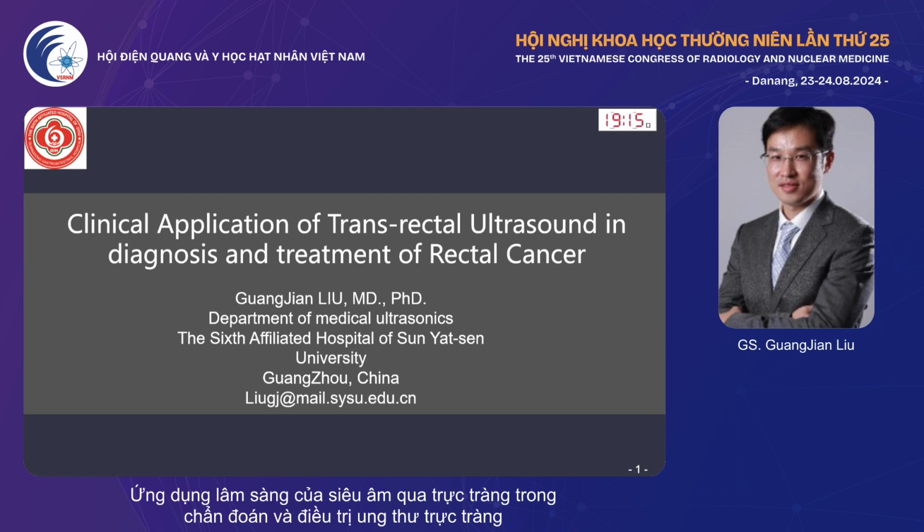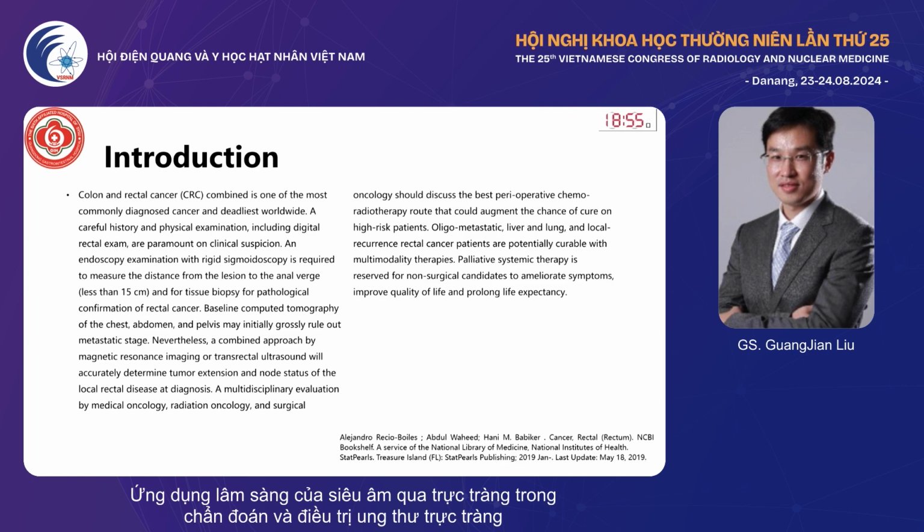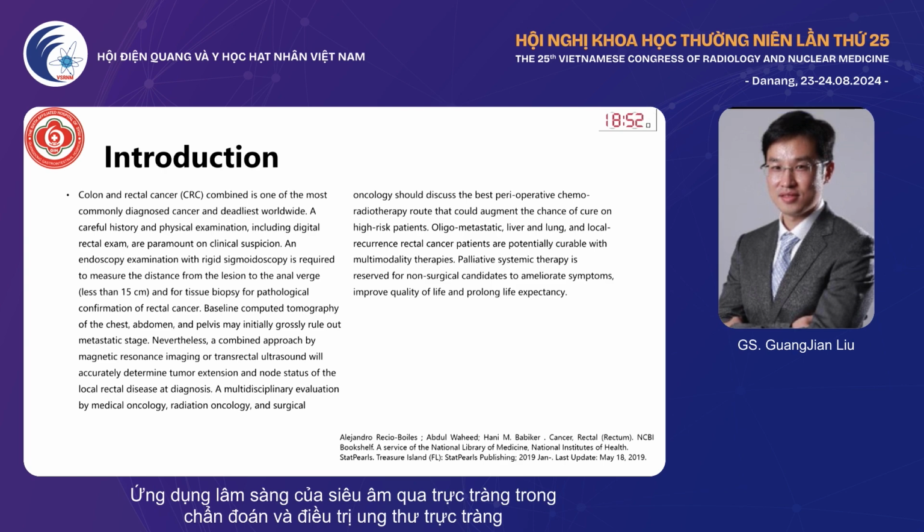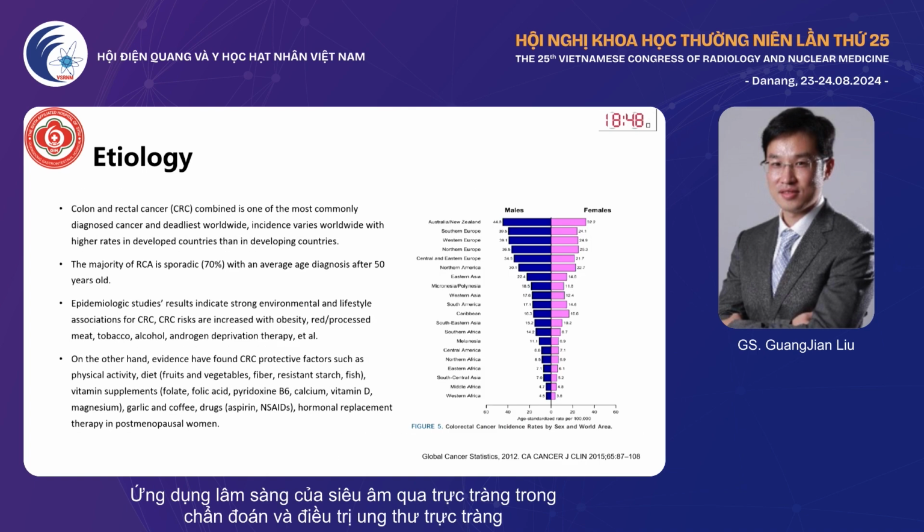I'm Dr. Liu Guangjian from the 6th Affiliated Hospital of Sun Yat-sen University. Our hospital is a GI hospital. We have more than 5,000 cases of colorectal cancer patients for surgery, maybe the largest center in the world. And recently, China released the cancer incidence, and rectal cancer has been in second place, just following lung cancer.